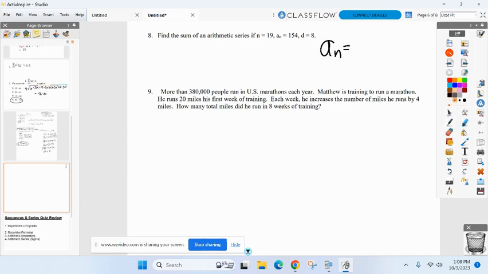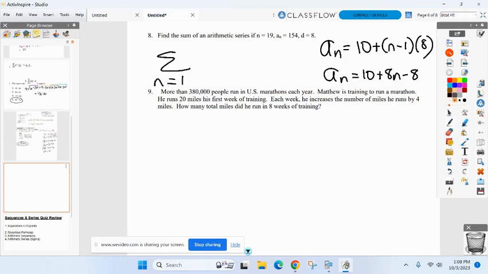So a sub n equals, what did we say was our first term, 10? Plus n minus 1 times 8. Go ahead, distribute the 8. Okay, what am I putting to the right of this sigma here? N equals 1 to 19, and then, what is that, 2 plus 8n?